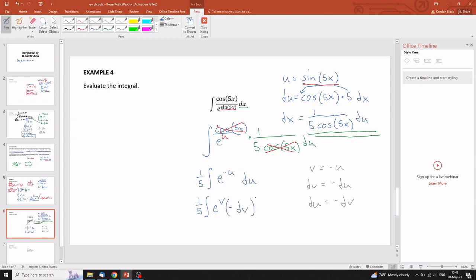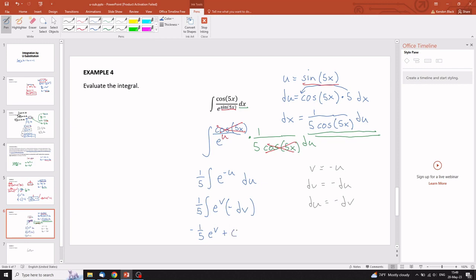Okay, we can pull that negative to the outside. We have negative 1/5 on the outside. So now we have e to the v dv. The antiderivative of e to the v is just e to the v. Negative 1/5 e to the v, and because it's an indefinite integral, we add plus c.